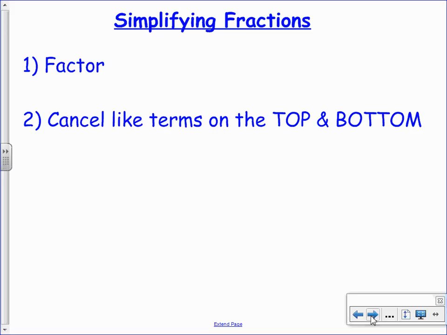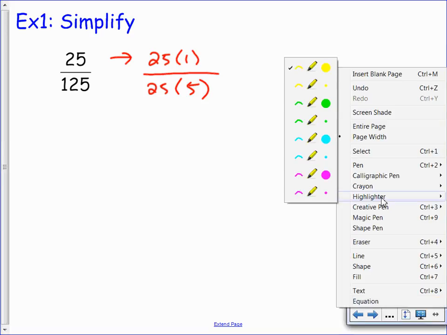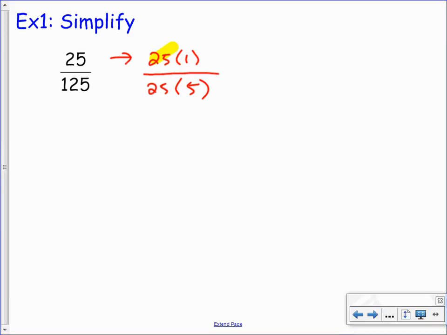Let's do a simple one. Here we go. GCF, GCF, GCF. You can think of the 25 as 25 times 1, and you can think of the 125 as 25 times 5. So obviously the GCF is 25. This is where the highlighters come in. The 25s cancel out. So the only thing left over is 5.